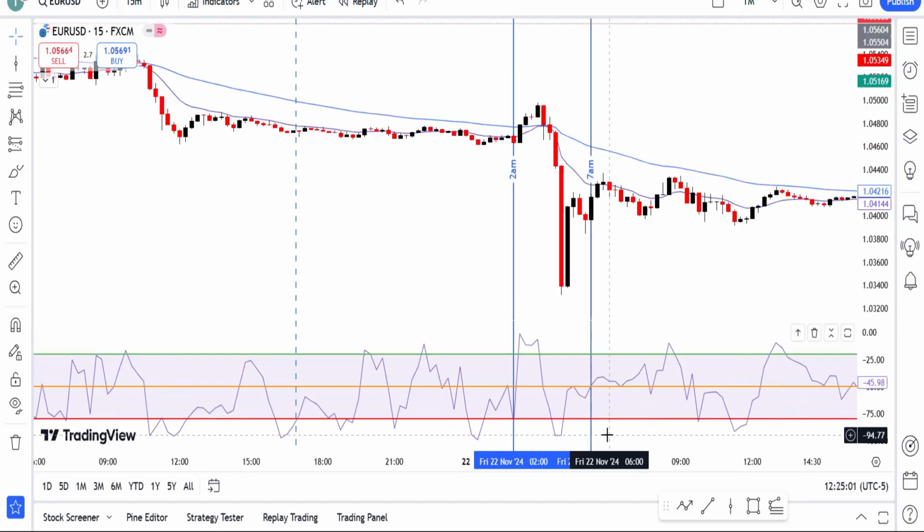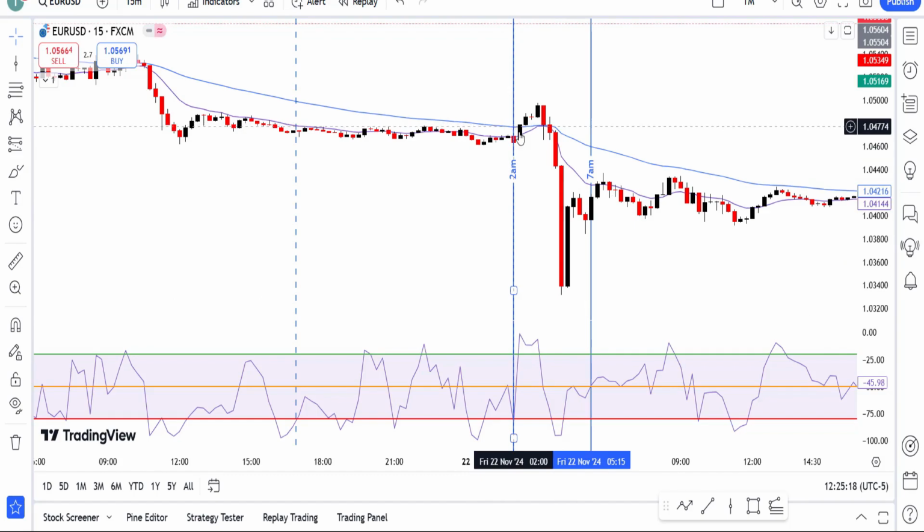Alright traders, let's walk through a sell setup example using Euro to US dollar on November 22nd at 3 a.m. New York time, right in the ICT London kill zone. This session often provides excellent setups due to the increased liquidity during European market hours.